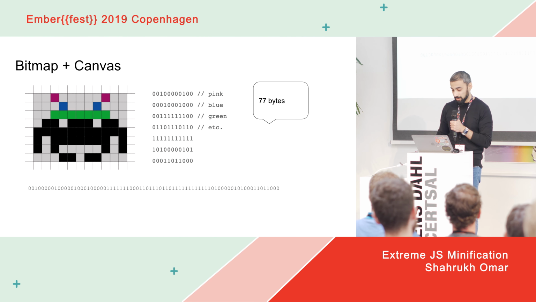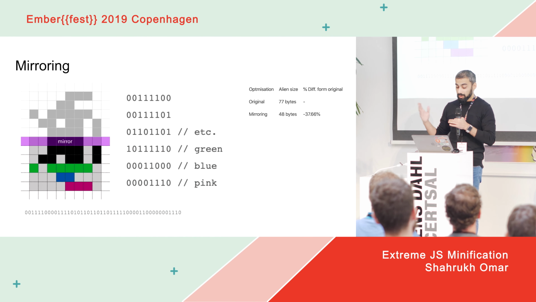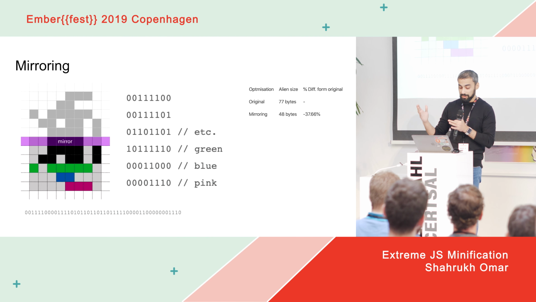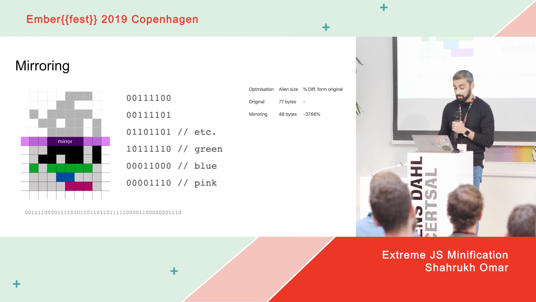So now the fun starts. Now you try to optimize that to see how far you can take it. So I figured out that the whole thing was fairly symmetric. So actually, I didn't need to encode the entire shape in binary. I could only do half the shape, and I can mirror it across the line of symmetry. That actually chops it down to about half. So from 77 bytes, I got down to 48 bytes.